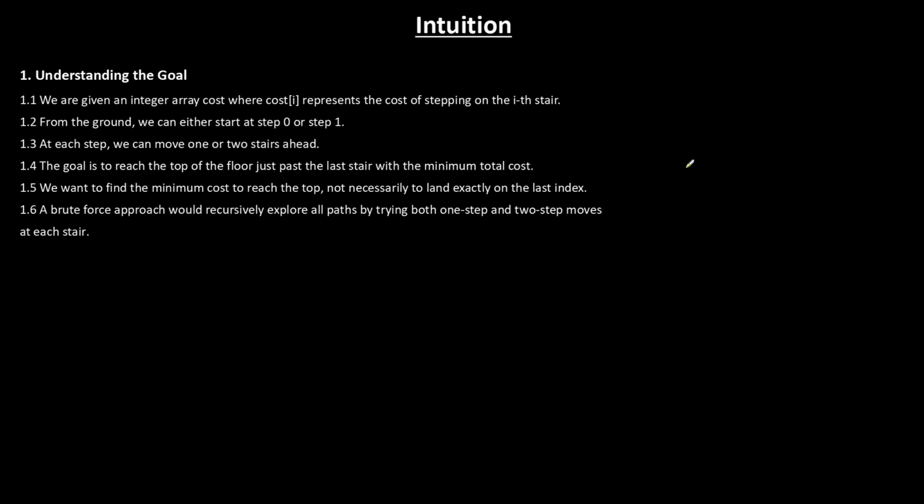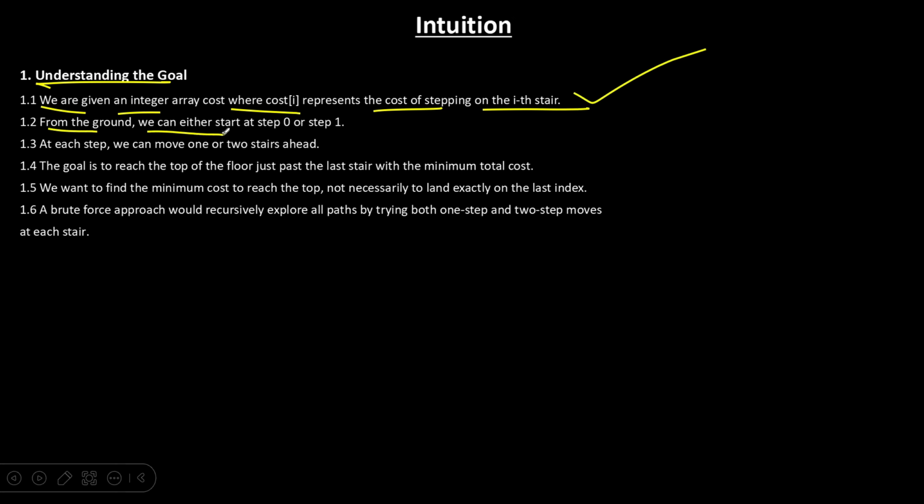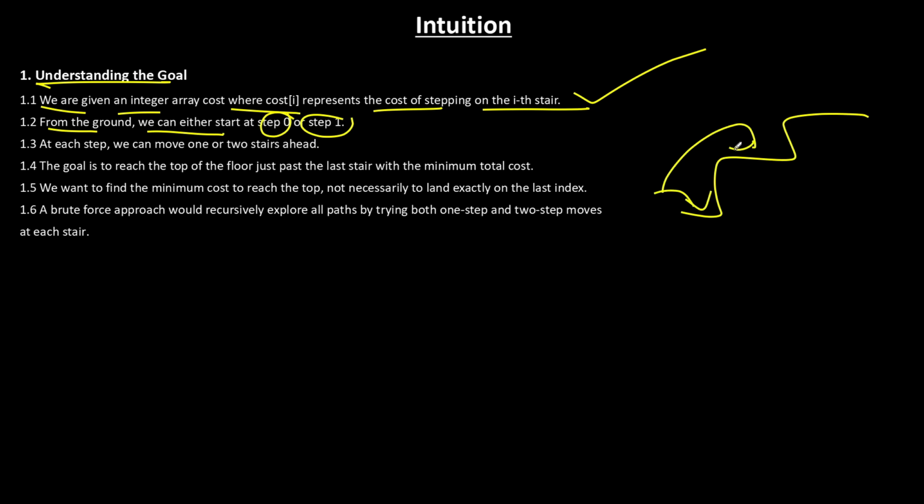To understand what the problem is asking, we should build up an intuition for the problem. So let's do that by understanding the goal first. We are given an integer array cost, where cost of i represents the cost of stepping on the ith stair. We have the understanding of this now. From the ground, we can start at step 0 or step 1. Either we could start from here itself or from the second step itself.